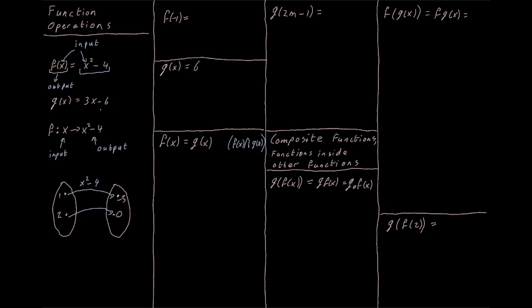We have another function here, g of x. So the function g, when we input x, we triple that number and subtract 6 from it. That's what the function, or the machine, g of x does.